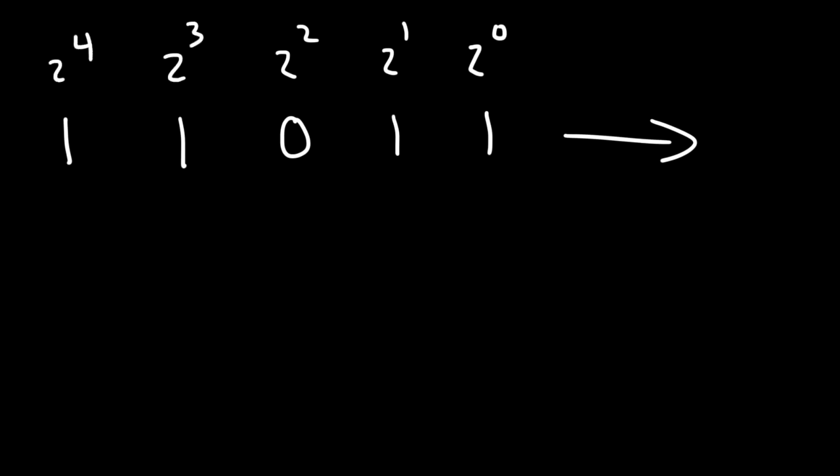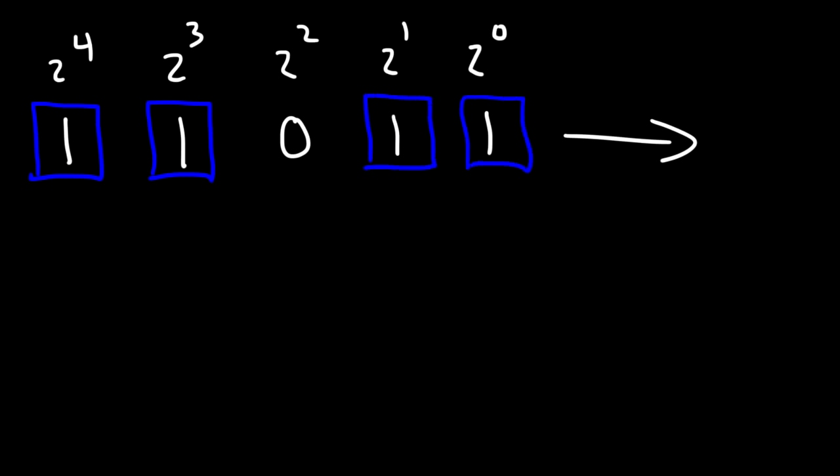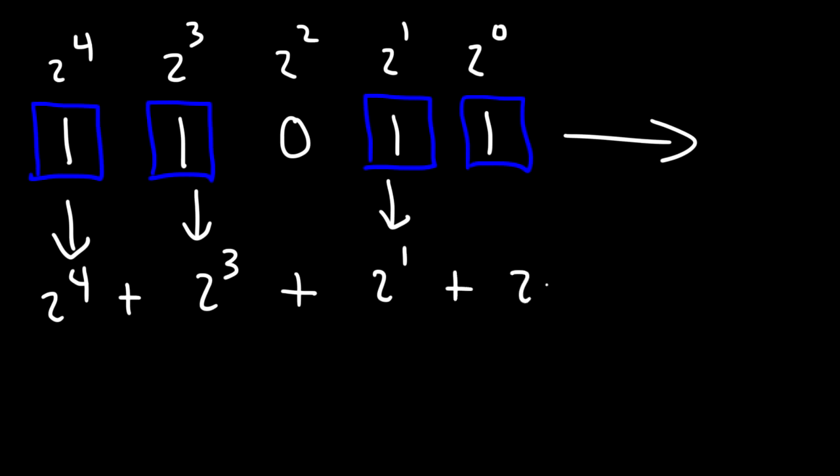11011. So go ahead and convert this number into a decimal number. So this is going to be 2 to the 0 times 1, and then 2 to the first power times 1, 2 squared times 0, 2 to the third times 1, and then 2 to the fourth times 1. And just like before, we are going to ignore the 0 values and focus on the numbers that have a binary value of 1. So this is going to be 2 to the fourth, and then plus 2 to the third power, and then plus 2 to the first, and then plus 2 to the 0 power.